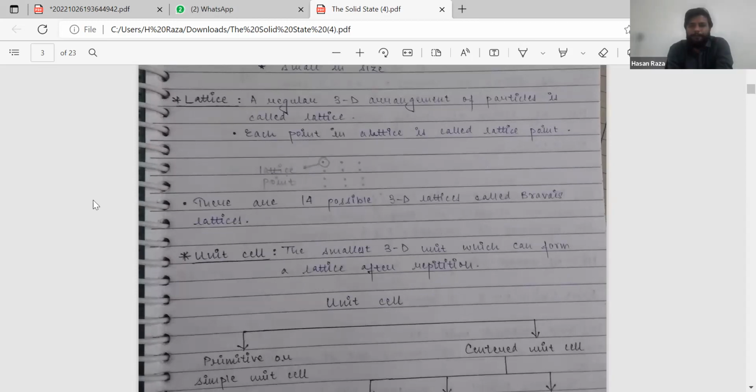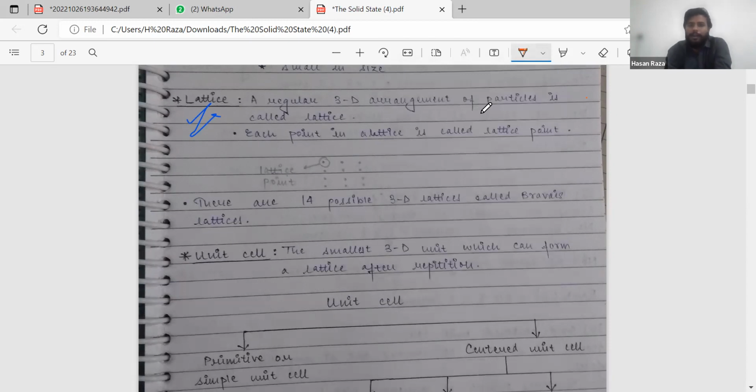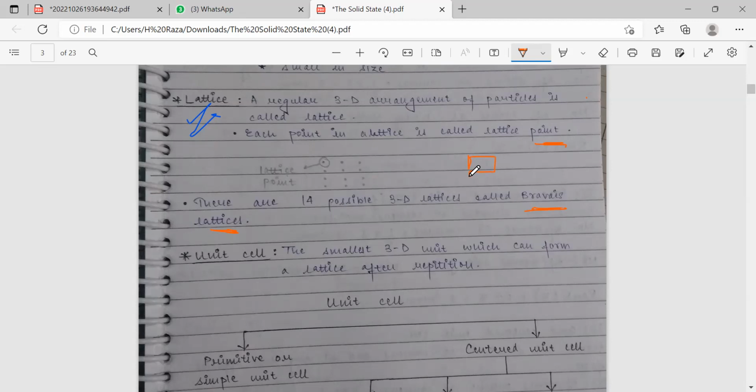So you can see that I just explained what is lattice. Lattice is anything which is regularly arranged in 3D of particles. That is called lattice, and each point in lattice is called a lattice point. Now there are 14 possible 3D lattices called Bravais lattices. I will show you only the cubic lattices, where the unit cell is cubic. Is that clear? Bravais is the name of a scientist; to honor that scientist, they were named Bravais lattices.